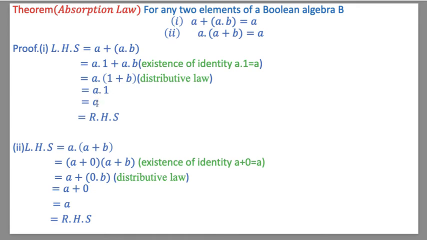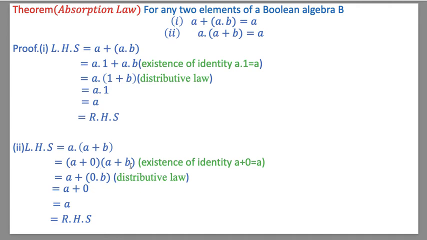So A dot 1 is A. So the right hand side is equal to the right hand side. So by absorption law, A plus A dot B equal to A. Now for the second absorption law, the left hand side is A dot (A plus B), which is (A plus 0) dot (A plus B).